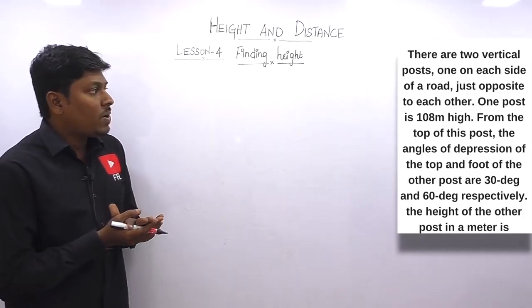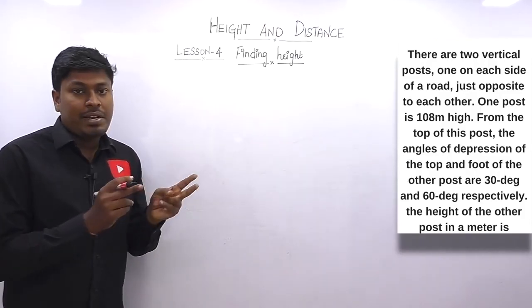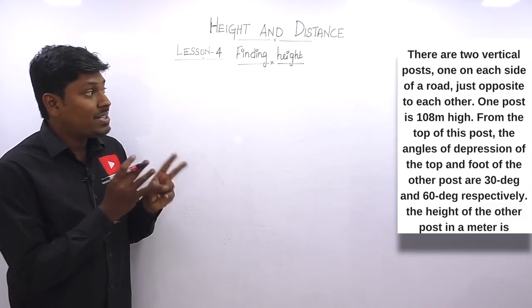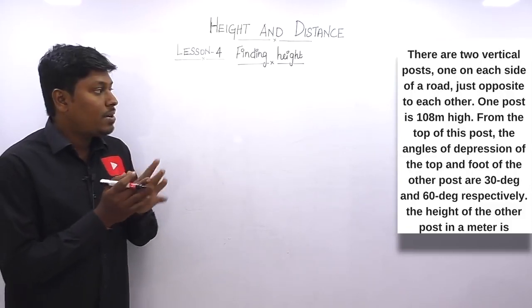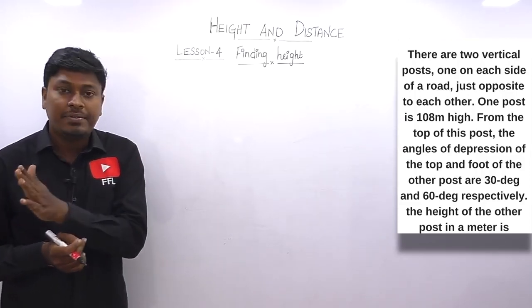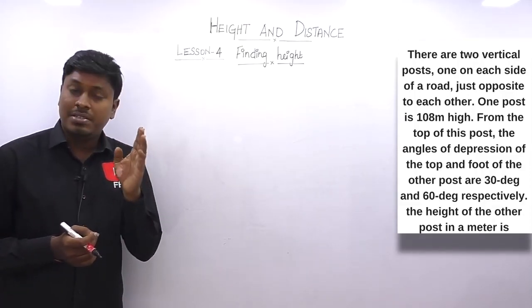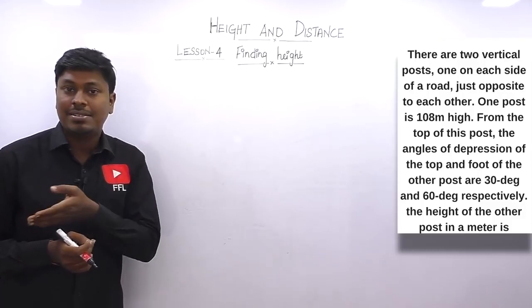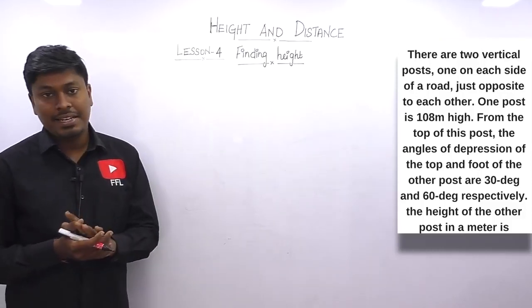So let me explain the concept. Two posts are located on each side of the road, both vertical, and one post's height is given, that is 108 meters. Our target is to find the height of the other post. From the post which is 108 meters, the angles of depression are given as 30 degrees and 60 degrees respectively.